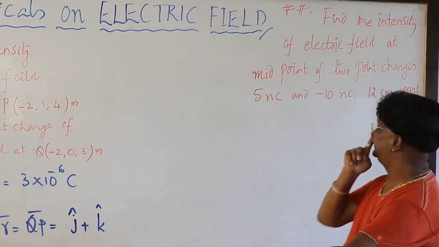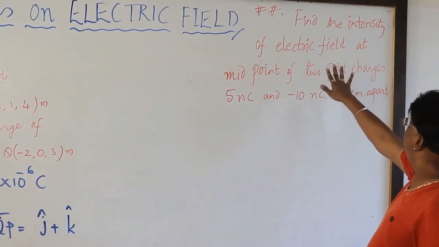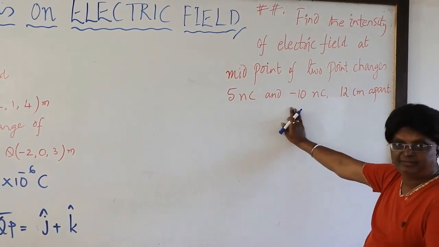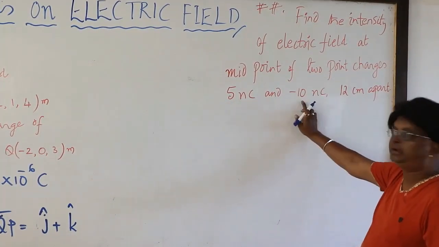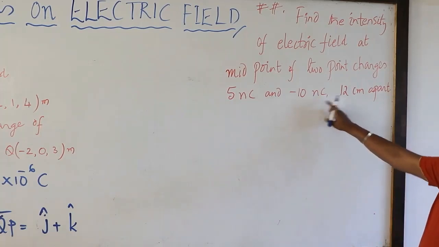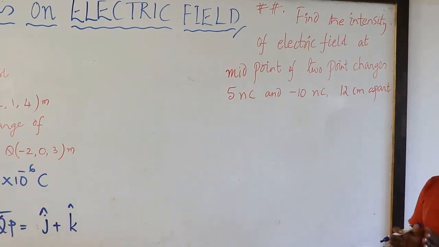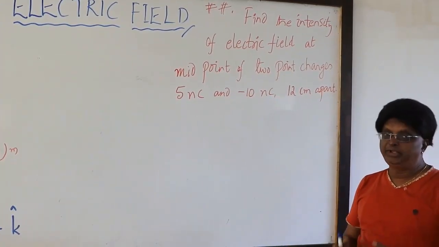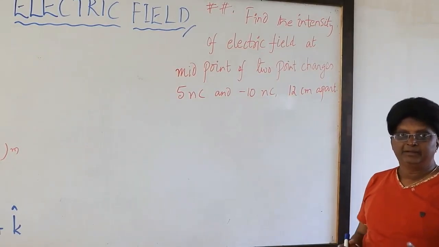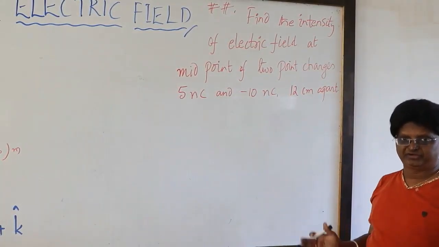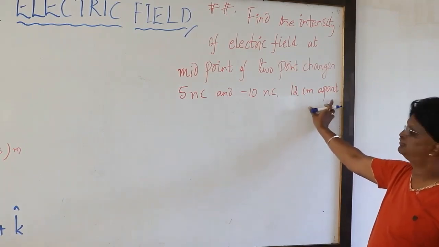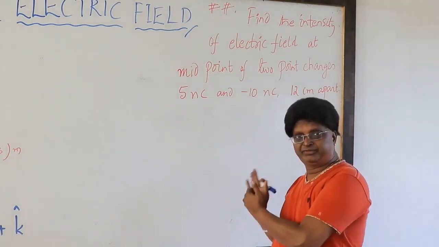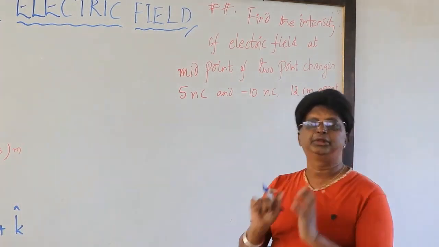Supposing this is the example that is said. Find the intensity of electric field at the midpoint of 2 point charges given to be 5 nanocoulomb and minus 10 nanocoulomb, 12 centimeter apart. Nothing is said, which means we take it for granted that air or vacuum is the medium. What is the example? 2 point charges, separation is 12 centimeter. Now first, for all such kind of problems we will make use of a simple figure.